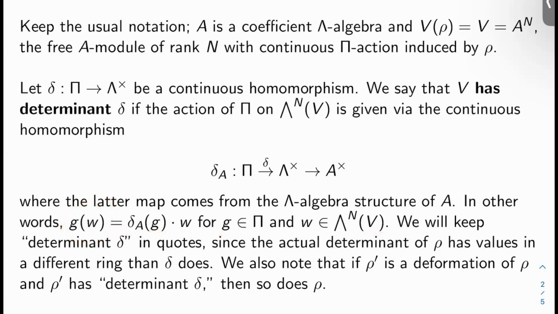Okay. So we're going to keep "determinant δ" in quotes though, because technically, if you look at what's happening here, the actual determinant of ρ has values in a potentially different ring than δ does. But in some sense, what we're doing here is we're assigning to a representation the determinant δ. We're also going to note, and this is just an easy check, if ρ' is a deformation of ρ and ρ' has determinant δ, then so does ρ. That's an easy check.